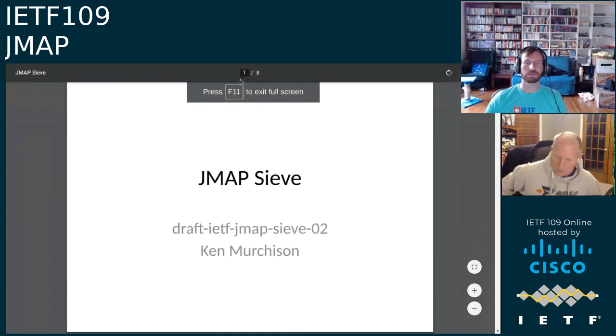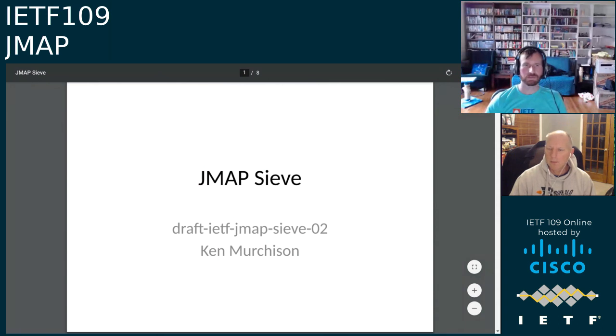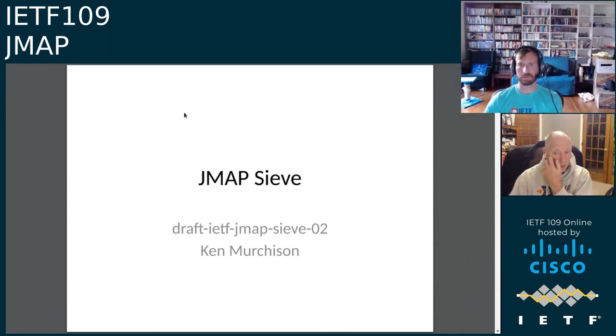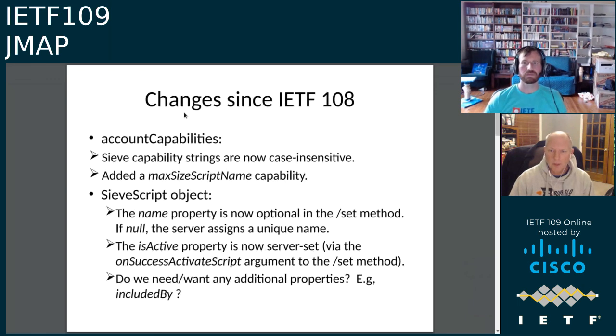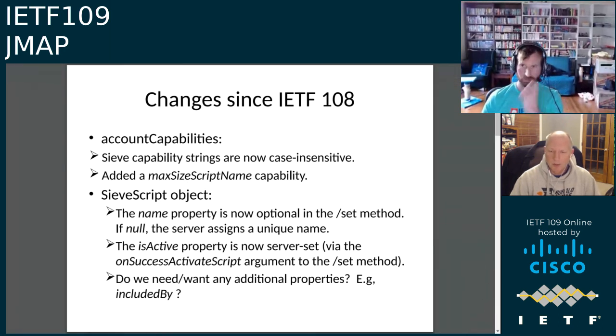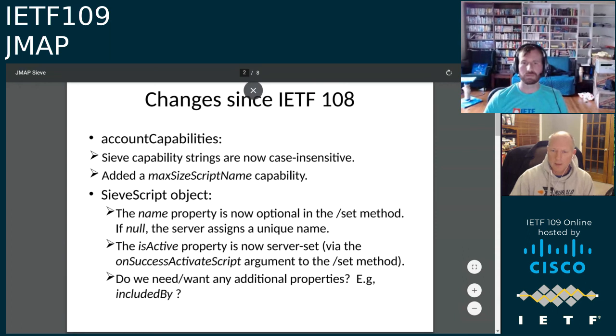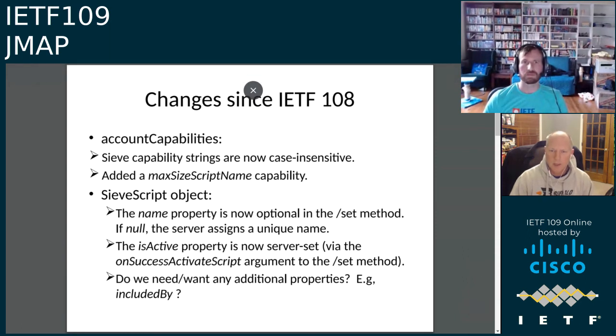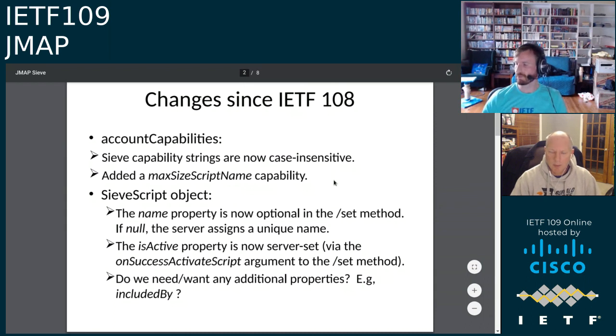All right, hello everybody. Hopefully the slides are more coherent than I feel at 3 a.m., but we'll grind through here. So there's been a couple iterations of the draft since we adopted it in IETF 108. A lot of that churn has been based on implementation experience in Cyrus and how we intend to use this at Fastmail.